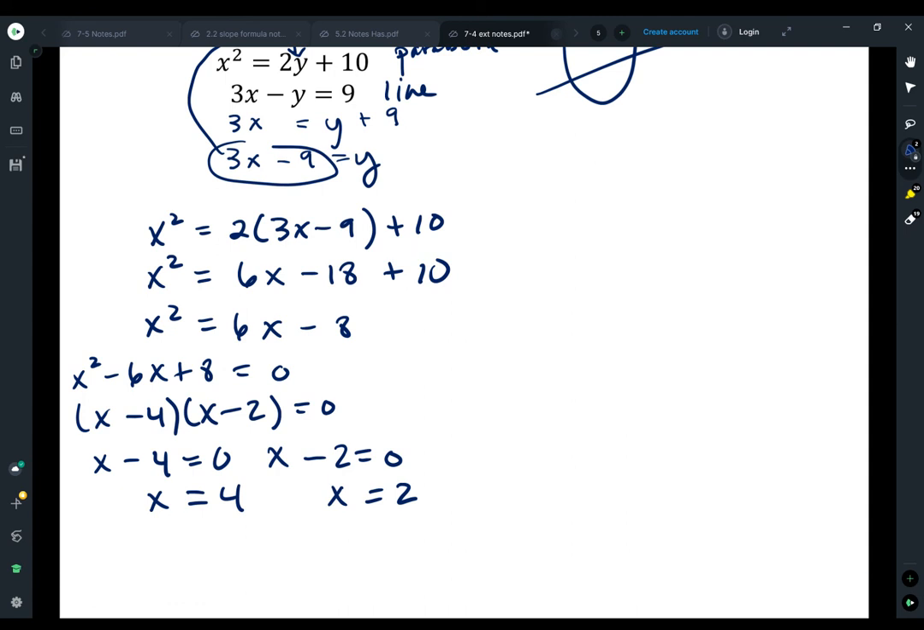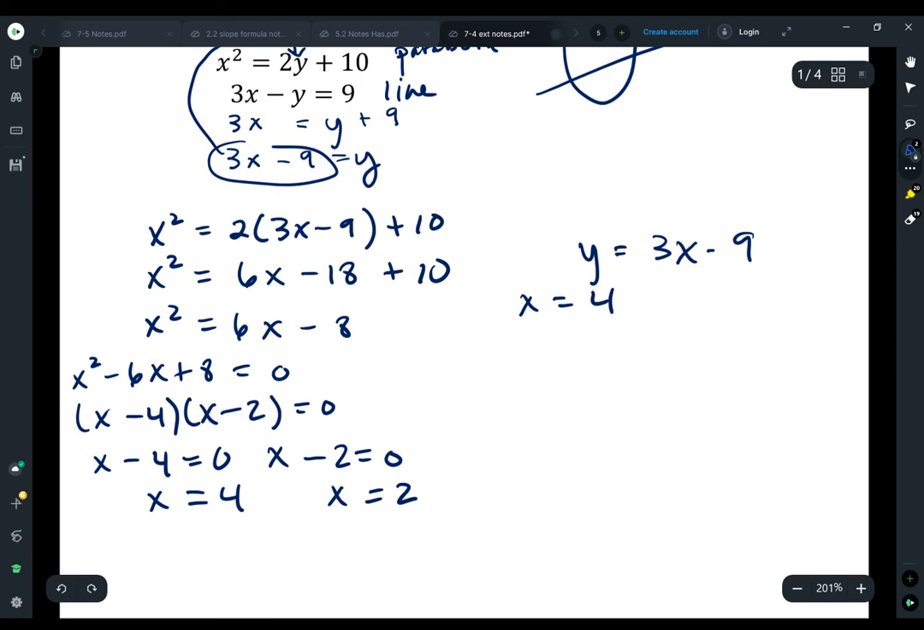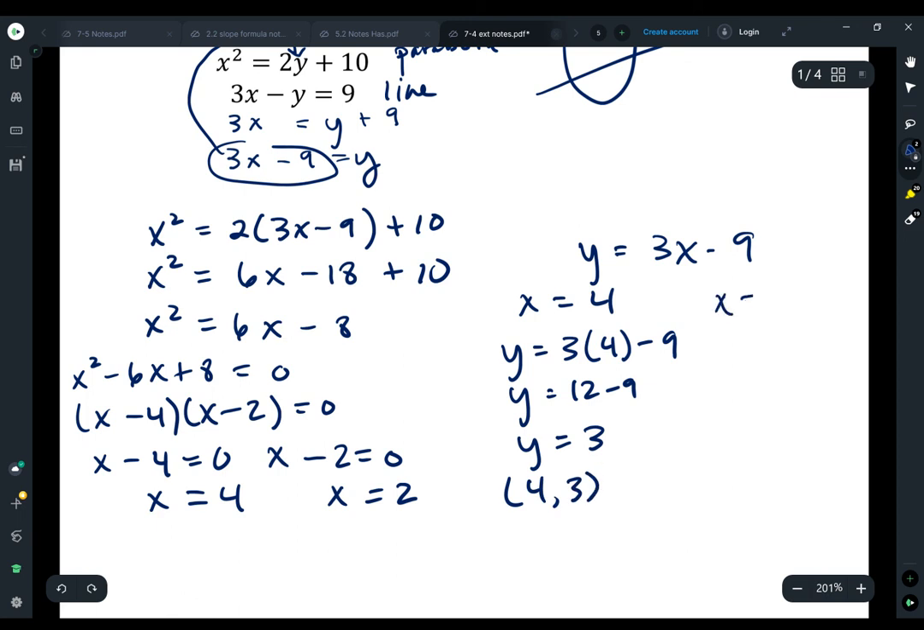So now I need to go through and find my y values. I'm going to use that y equals 3x minus 9. When x equals 4, I want to substitute and solve that. And make sure you write your answers as ordered pairs. My answer is 3 for y, so that's going to be 4, 3. And then when x equals 2, I'm going to do the same work steps. So I get negative 3. So 2 comma negative 3.